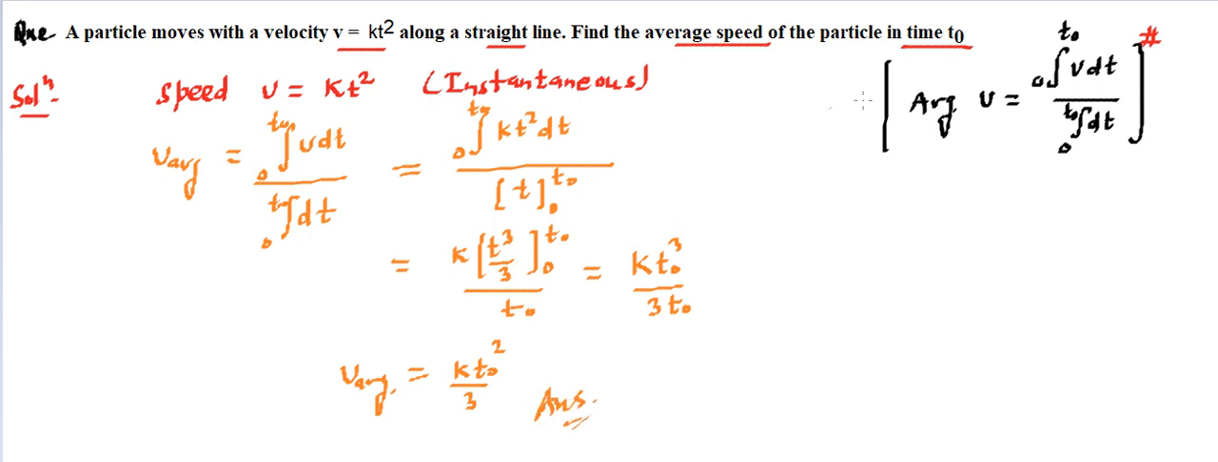So in this question you have learned this formula to get the average value out of instantaneous value, and that's important, so keep it in mind.